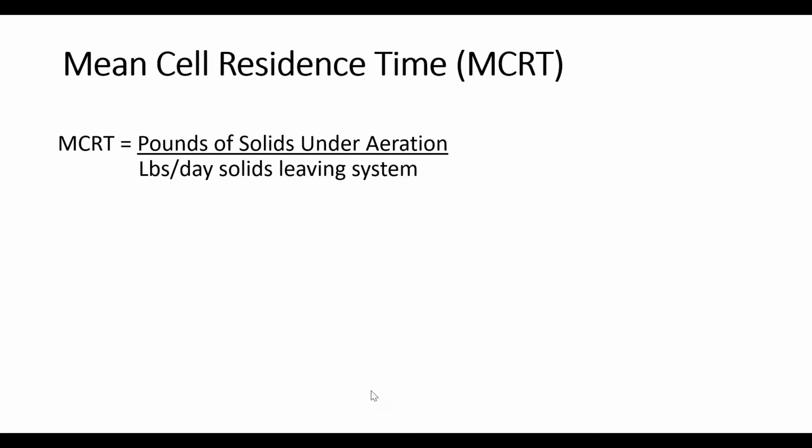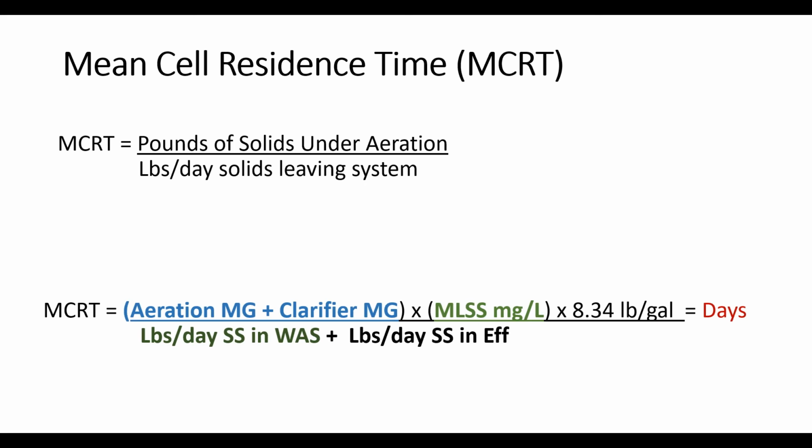So keep in mind, here's our basic equation, pounds of solids under aeration divided by the pounds of solids leaving the system. But when we account for all of those factors, the equation looks like this. It's basically 3 pounds formulas. The pounds formula on the top is the aeration and the clarifier volume times the mixed liquor suspended solids. It's the same solids concentration for both. It's just that the clarifier is settling, whereas the aeration tank is mixing. On the bottom, you have a pounds formula for the waste activated sludge flow and a second pounds formula for the suspended solids in the effluent.